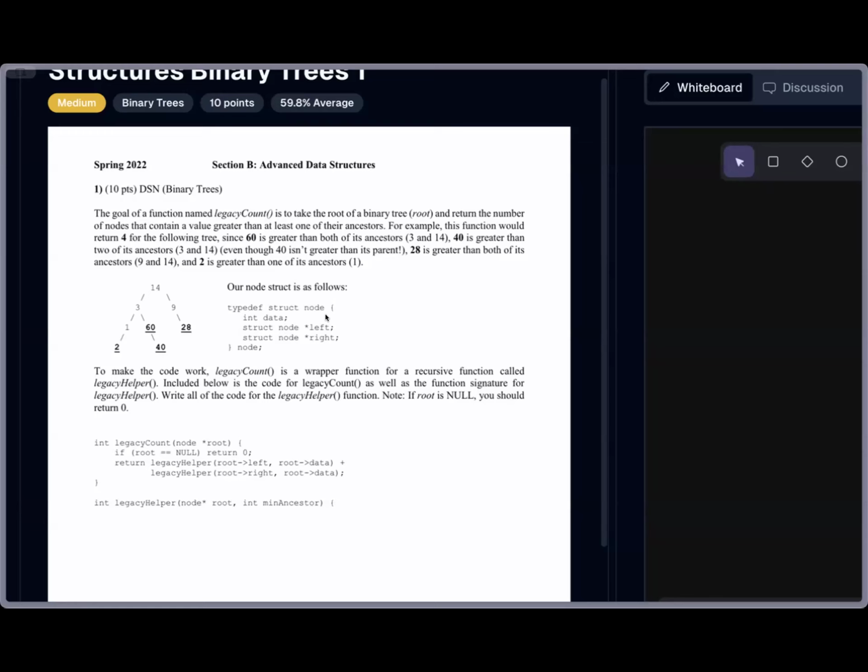To make the code work, legacy count is a wrapper function for a recursive function called legacy helper. Included below is the code for legacy count, as well as the function signature for legacy helper. Write all of the code for the legacy helper function. Note, if root is null, you should return 0, okay? So how do you guys think we're going to start this problem?